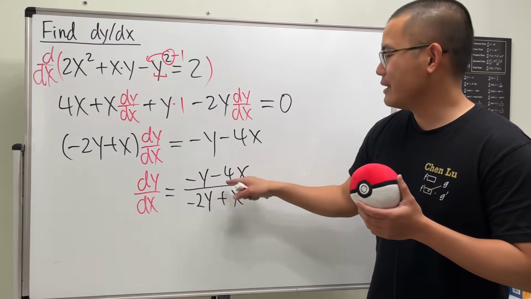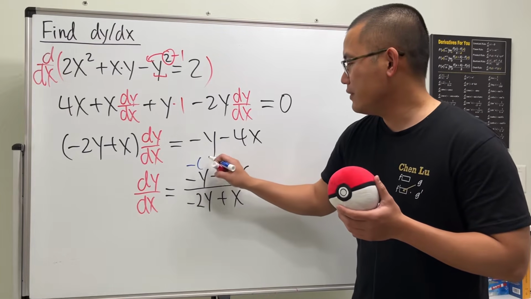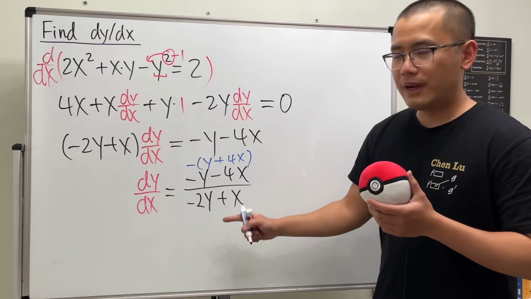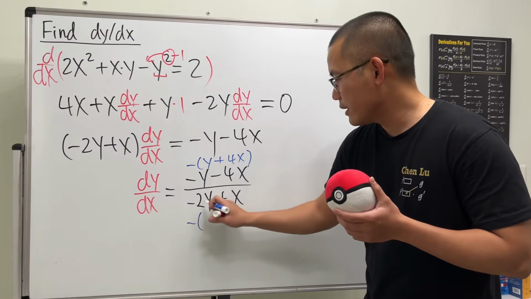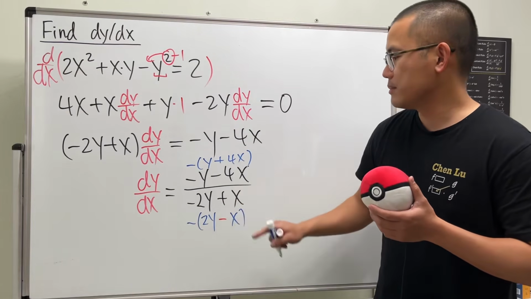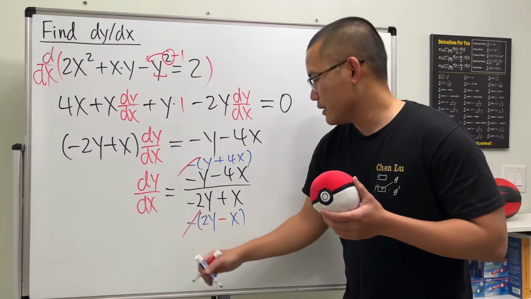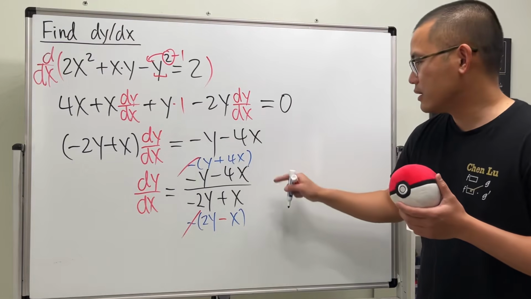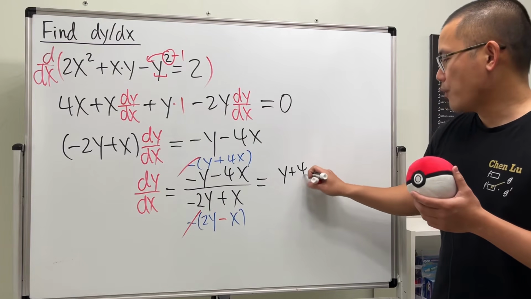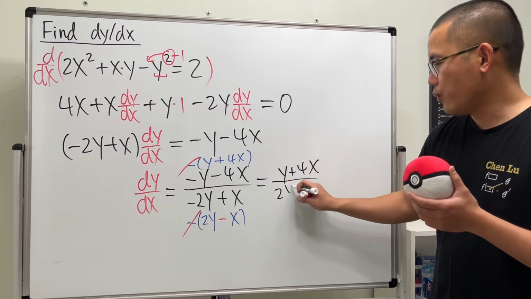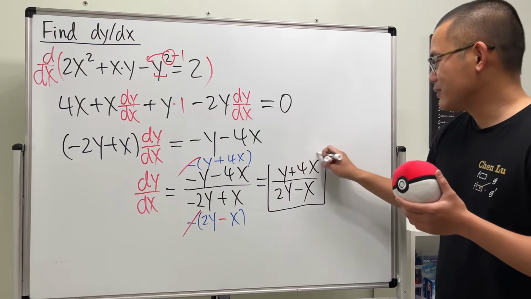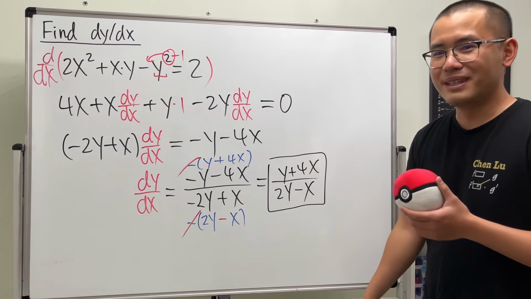We have negative y minus 4x. We can factor out a negative and make it y plus 4x. And then in the denominator, we can also factor out a negative, so we get negative parentheses, and that will give us 2y minus x. Minus becomes a plus. And then we can reduce out the negative. So in the end, we can present the answer this way. I'm going to just write it down right here: y plus 4x over 2y minus x. This right here is slightly better because you have fewer negative signs. Less negative is usually better. But that's it.